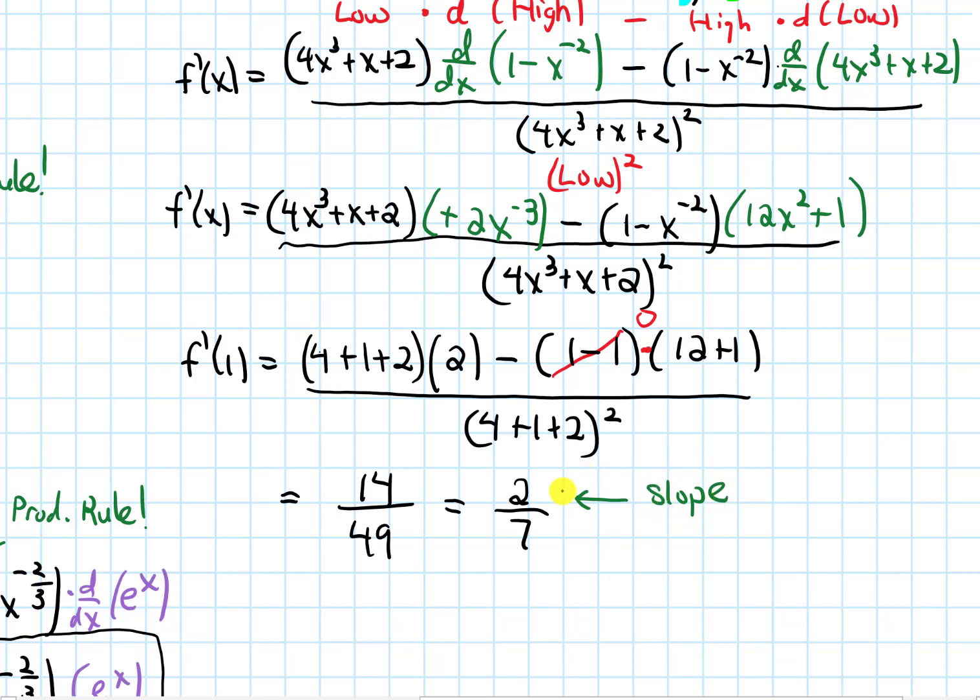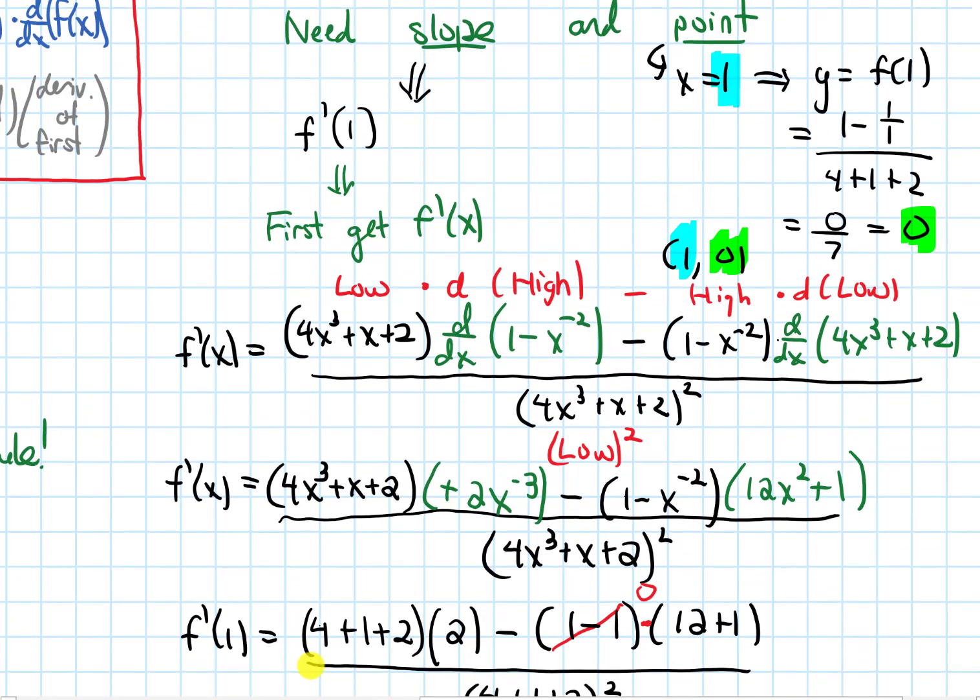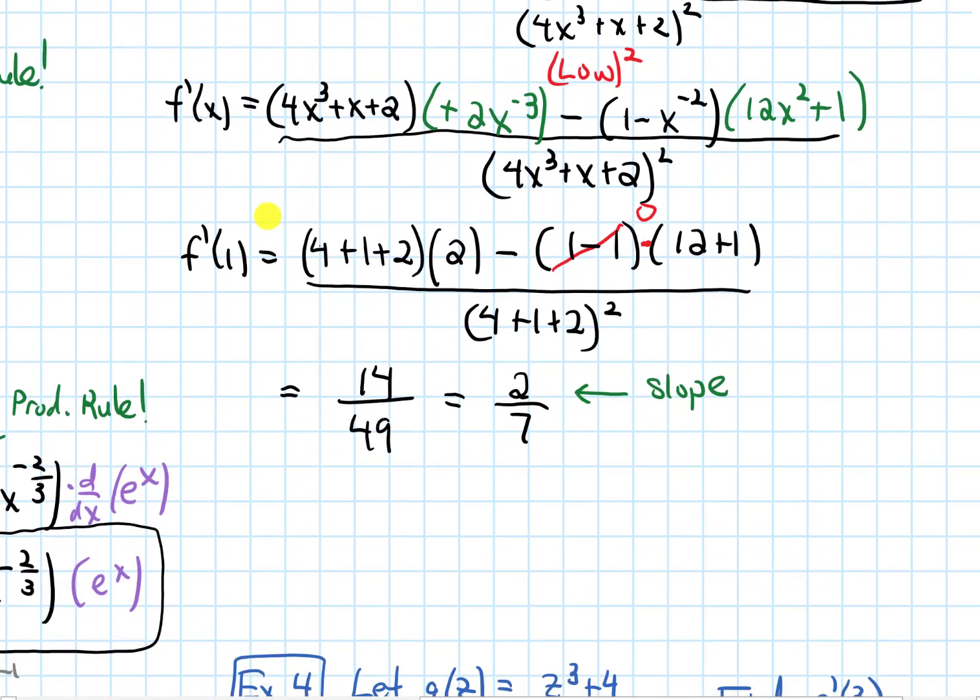So we got the slope, 2 over 7. We got the point, 1 comma 0. So we're ready to write down the equation. Okay, so we get ready for this equation in point slope form. We need y minus the y coordinate, which was 0, equals m, 2 over 7, times x minus the x coordinate, which was 1. And that's my equation.